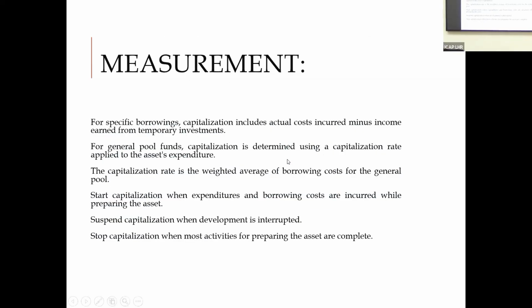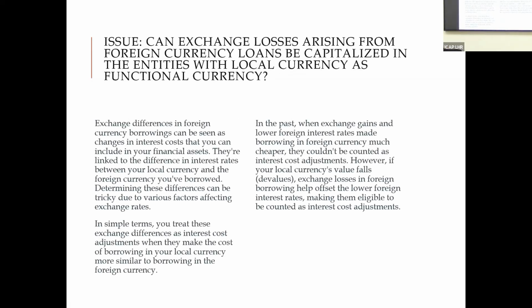Sir, accumulated absences: if the amount is immaterial and we made a provision under IAS 37, when this amount becomes material and we measure the provision as per IAS 19, will it be a change in accounting estimate or a change in accounting policy?